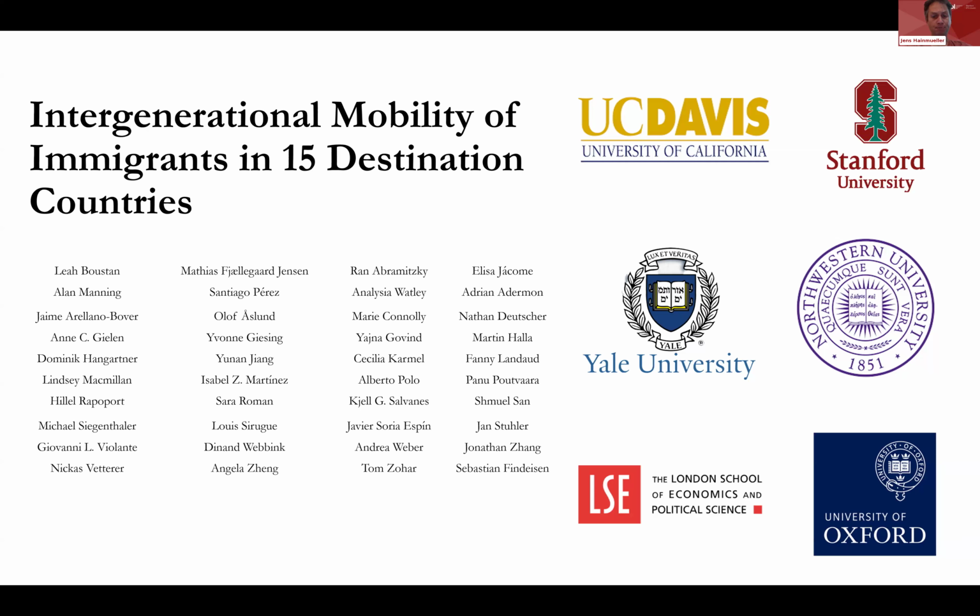Thanks for doing this. Thank you so much for having me. I am very excited to talk with you today about a project with 40 co-authors where we're studying the upward mobility of the children of immigrants whose parents settled in 15 different high-income destination countries. So you can see the list of the co-authors here, and this is a partnership of a variety of universities.